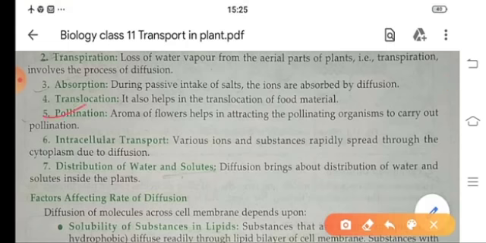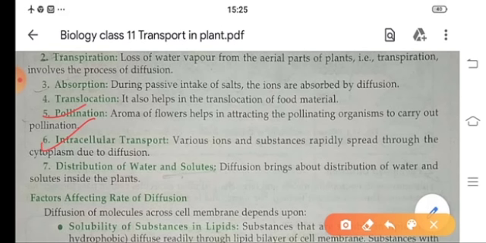Because you know that flowers have scent, they have aroma in them, and when this aroma gets diffused into the atmosphere, then the pollinating agents like insects come across the flowers and sit on them, and due to this pollination occurs. Now this diffusion also results in intercellular transportation. That means between two cells, the transportation requires diffusion.